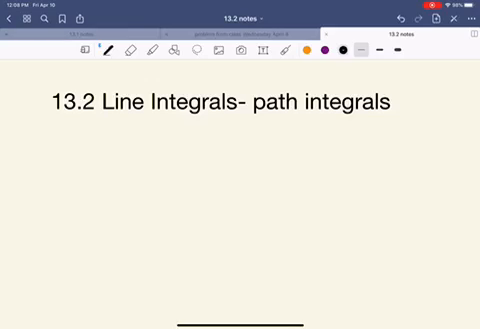Let's take the integral over C of 2 plus x squared y ds. Now first let's talk about what is going on here. So we're going to actually say what C is.